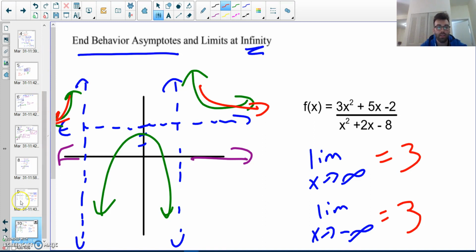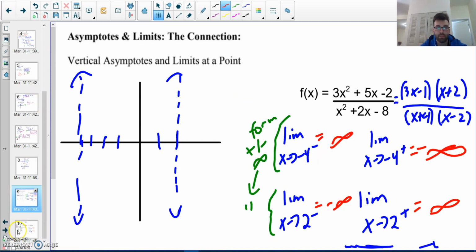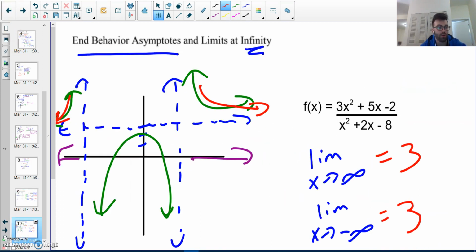Alright, so these two slides are meant to connect our asymptotes to our limits. And our next video will tie everything together. It's a great one.